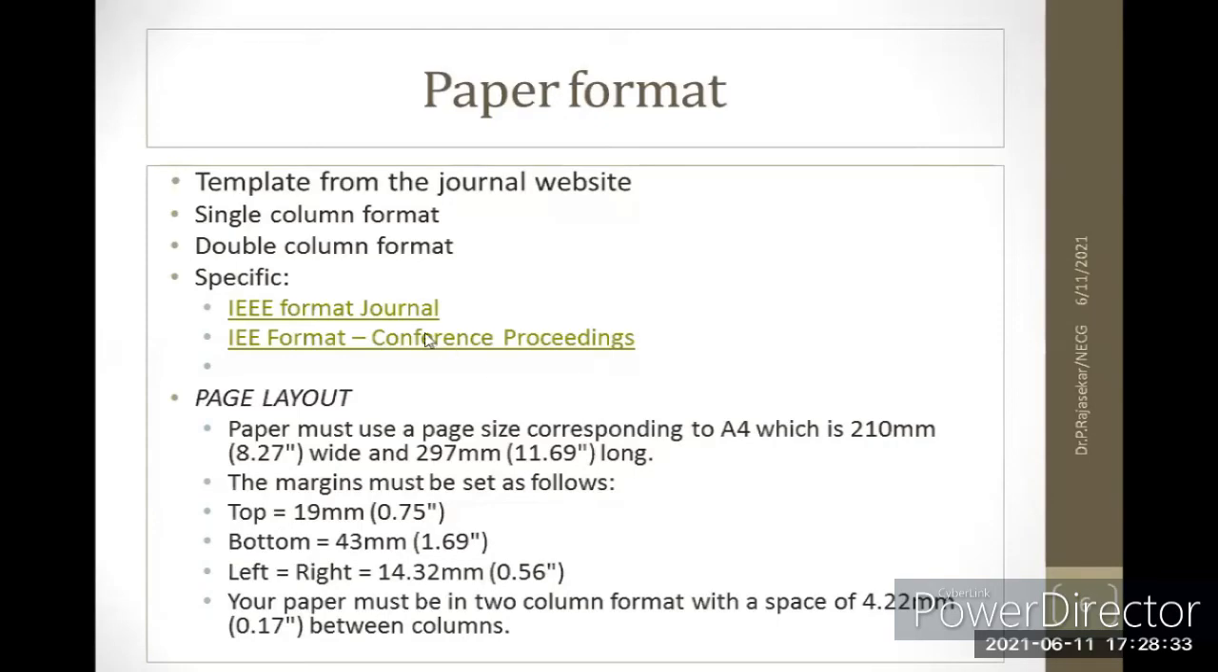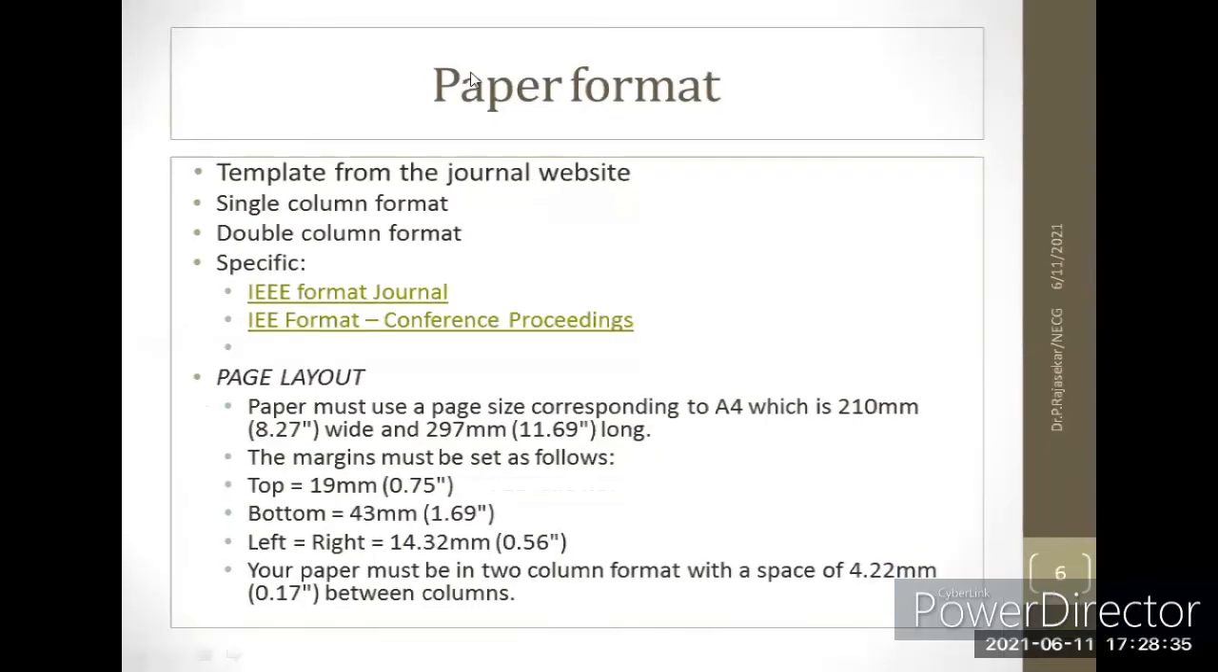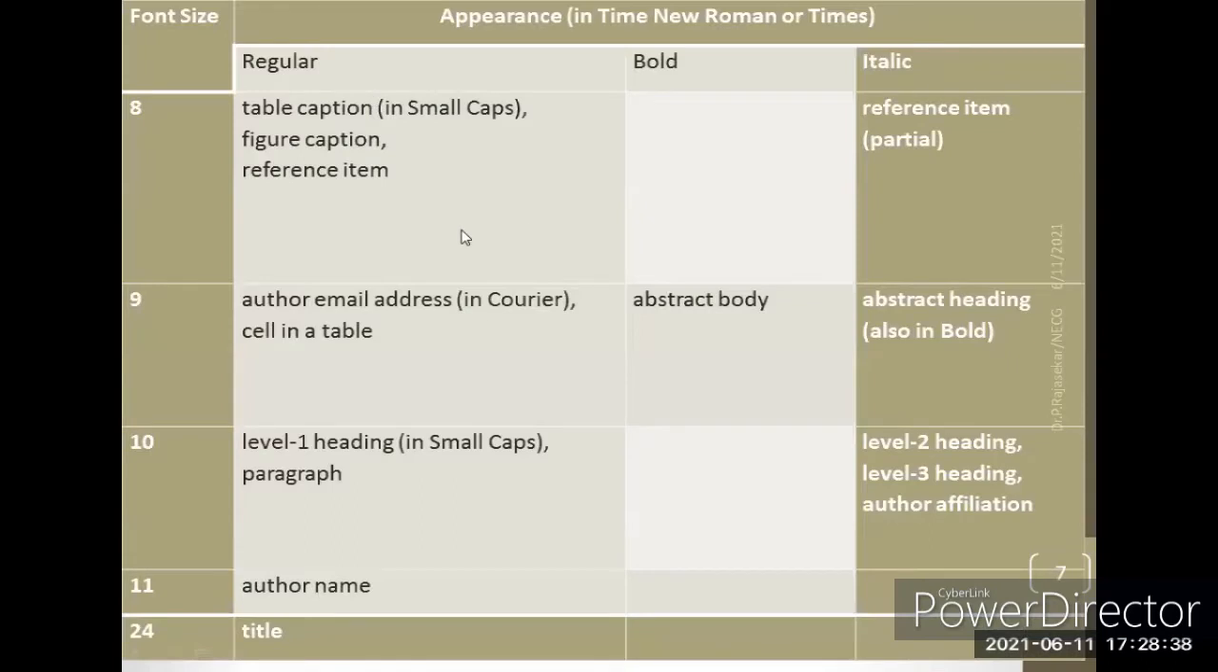This is the page layout format. So what font sizes should you use in your paper? There are different font sizes. The title should be 24 Times New Roman. That's the important one. Then that's a single column. Author name is font size 11. Level 1 heading is 10, Times New Roman.